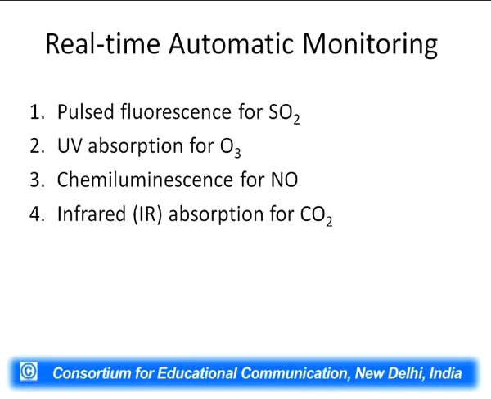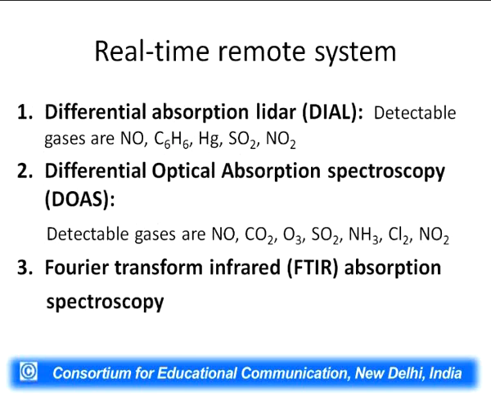And ozone has the character of absorbing the UV. So this character can be exploited for the estimation of ozone concentration. Similarly, NO has a character of chemiluminescence, and this can be exploited for the estimation of NO. While CO2 has a property of infrared absorption, and this property can be utilized for the estimation of carbon dioxide.